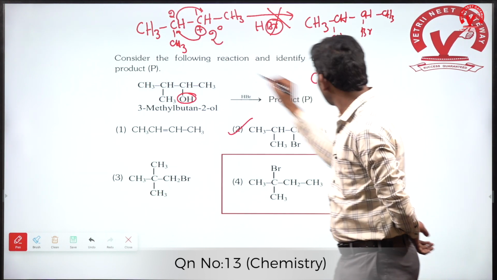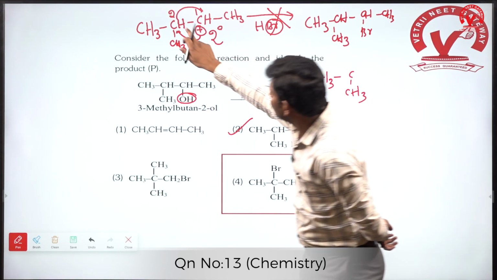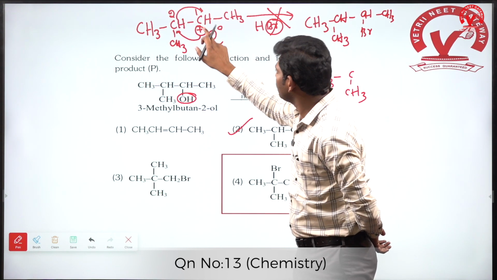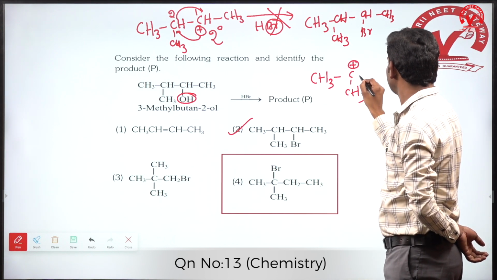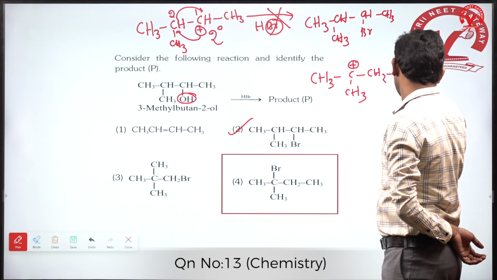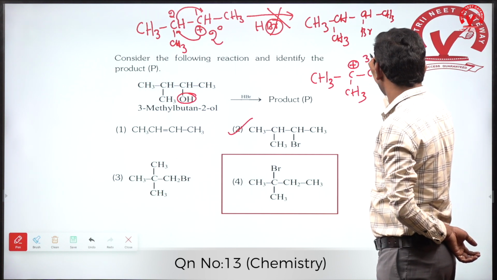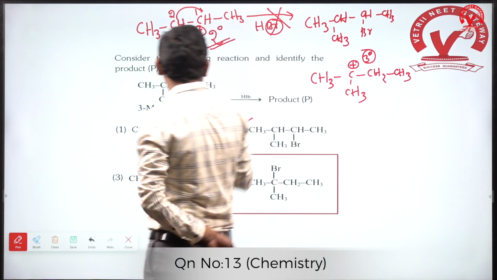CH3, downside you can write CH3. So now this hydrogen will shift to this side and this plus charge will come to this side. So it will get positive charge, and this CH2 and then CH3. Now this is tertiary carbocation. So tertiary carbocation is more stable than the secondary carbocation.